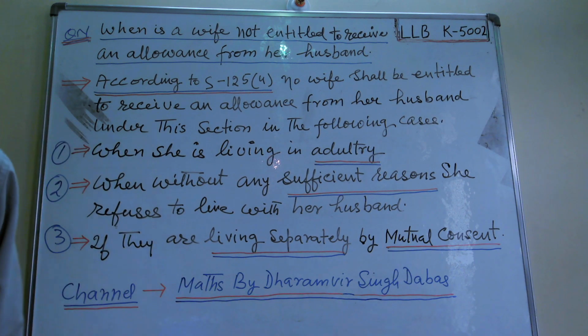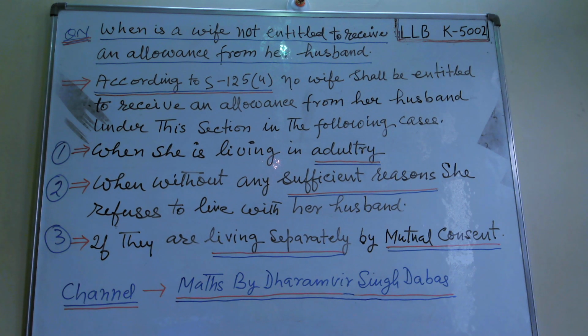My dear friends, this is the important part of this question. When is a wife not entitled to receive an allowance from her husband? First, according to section 125(4), no wife shall be entitled to receive an allowance from her husband under this section in the following cases. So there are three cases in which a wife cannot file a suit against her husband for getting maintenance. There are three reasons.